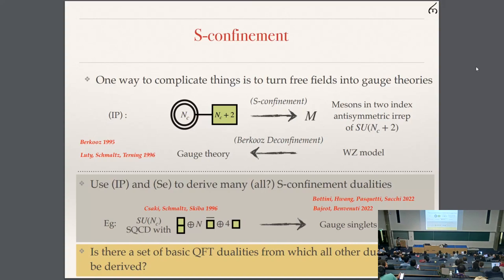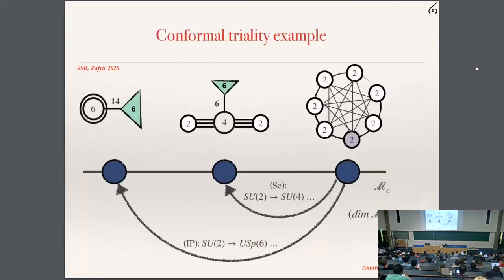So a question here is whether there is a basic set of QFT dualities from which all the other dualities follow. I have shown you some dualities which look complicated, but are they interesting at all? Does everything follow from Seiberg and Intriligator-Pouliot, or maybe some larger set of dualities? Okay. So here is another example.